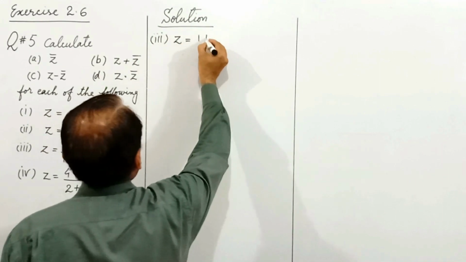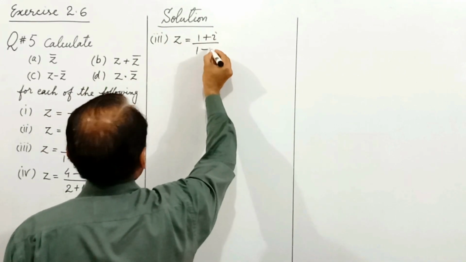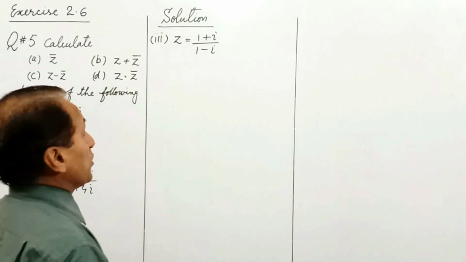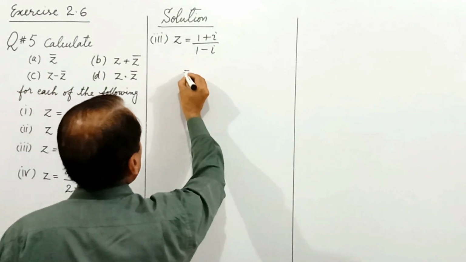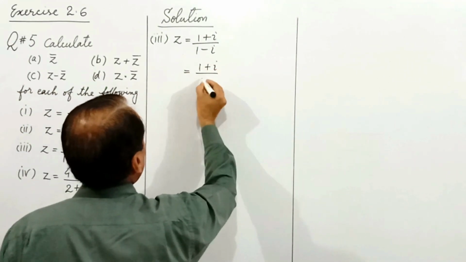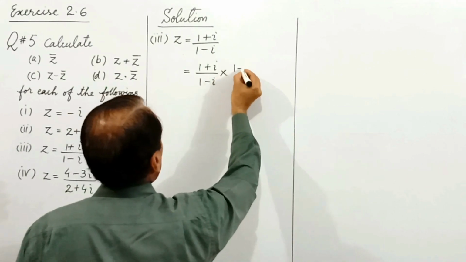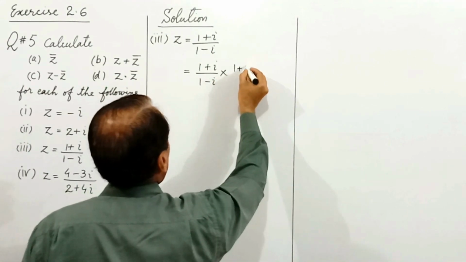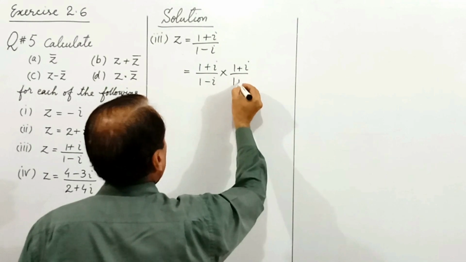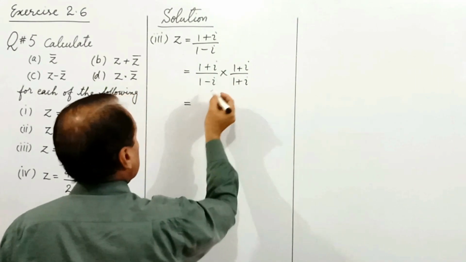Z is equal to 1 plus iota over 1 minus iota. Before taking its conjugate, we have to rationalize it, and for this purpose we multiply and divide by the conjugate of the denominator, 1 plus iota over 1 plus iota. We are familiar with this methodology.